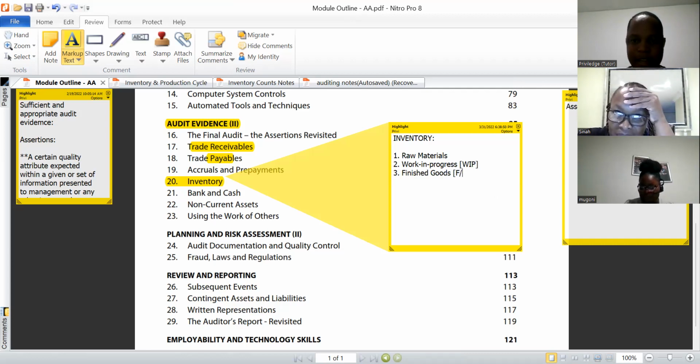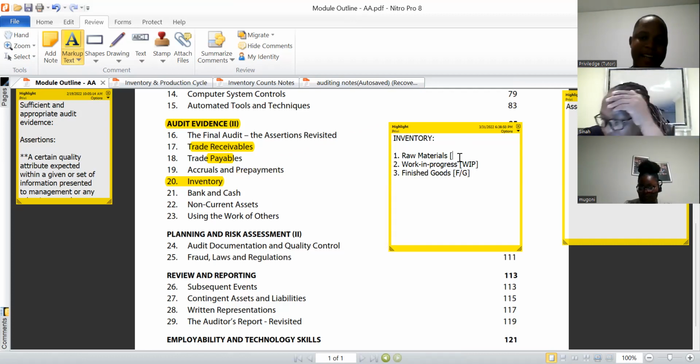So I'll call this FG just for abbreviation's sake, so that when you see me abbreviating as I explained, you know exactly what I am referring to. This one I'll call RM, simply standing for raw materials. So these are the basic types of inventory items that you would find.